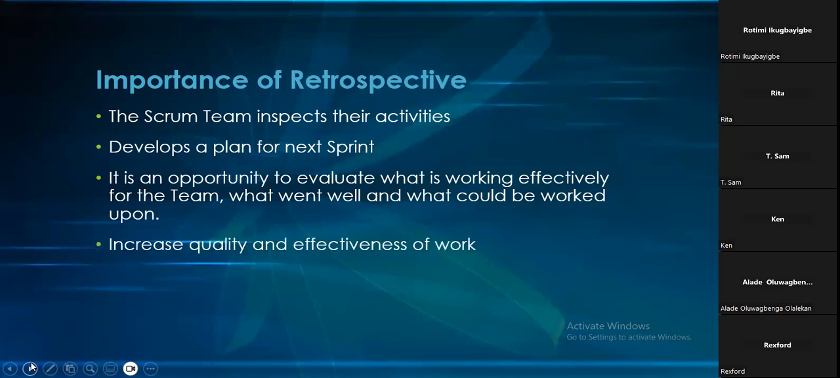It's an opportunity to evaluate what is working efficiently for the team, what went well, and what could be worked upon. That is the reason we do retrospective: it increases the quality and effectiveness of work. So you've done something, you come back to discuss what went well and what didn't, and you agree on action plans. Okay, we did not communicate very well in this team due to this reason or that. We did not reach out to some of our customers to get information from them. Next sprint, let's try and do this better.